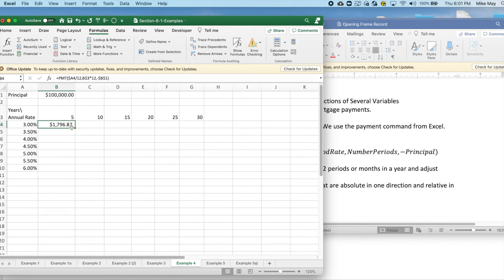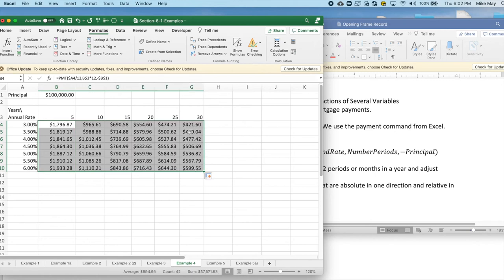I then can take it and see a $100,000 mortgage for 5 years at 3% is $1,796. I copy down and also copy across, and I'll get that a 30-year mortgage at the same interest rate is $421. If the rate goes up to 6%, it's about $600.